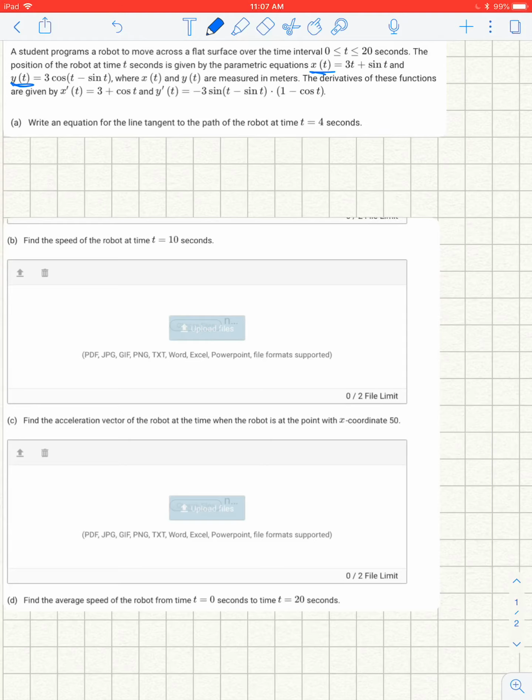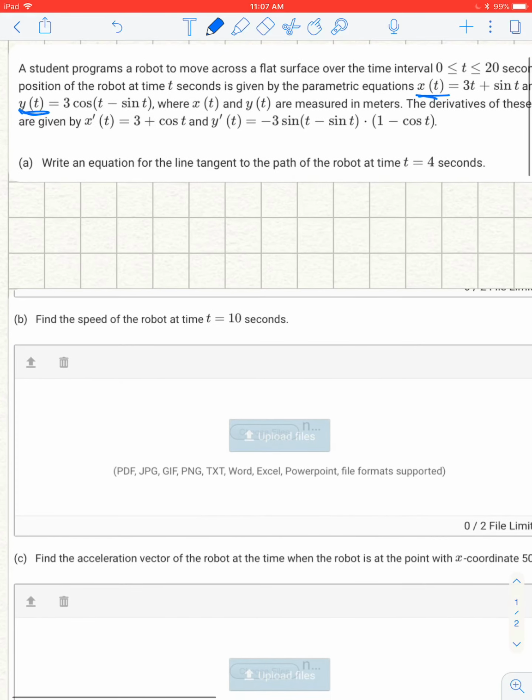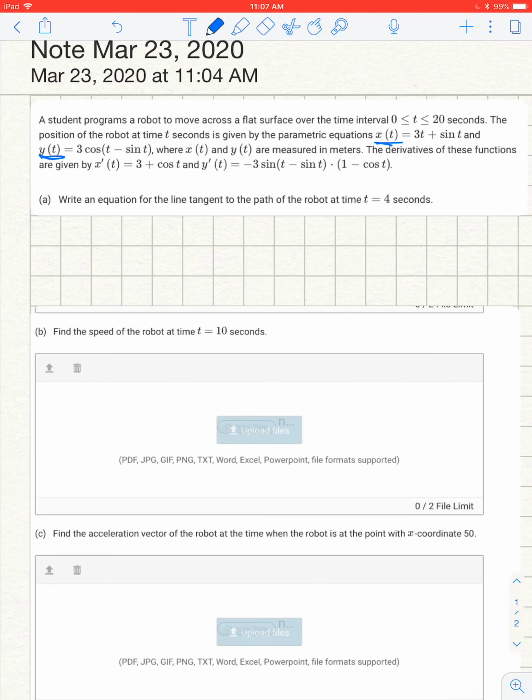Now writing the equation of a tangent line, what are the two things you need? Okay, so the two things that we need all the time is a point, right? And you need the slope. Okay, so those are the two things that you want anytime you're doing the equation of the tangent line.